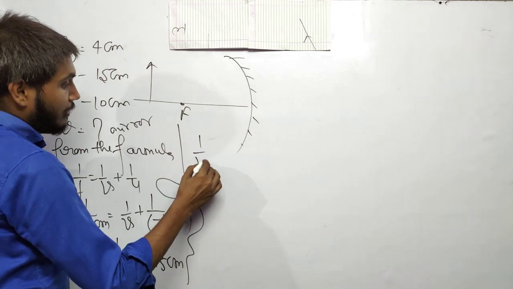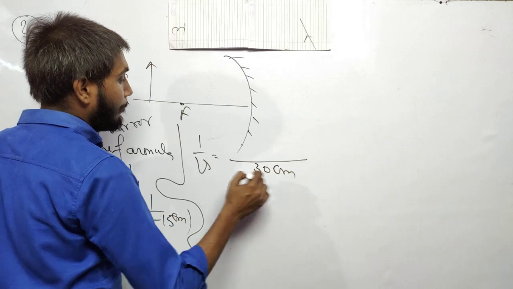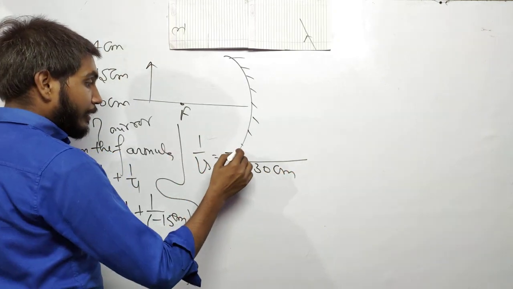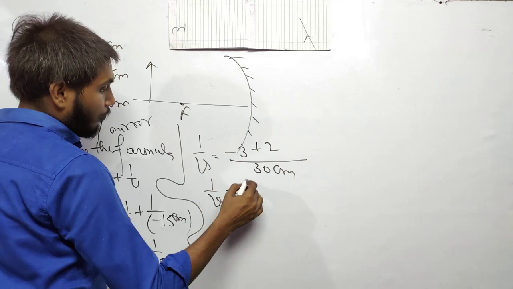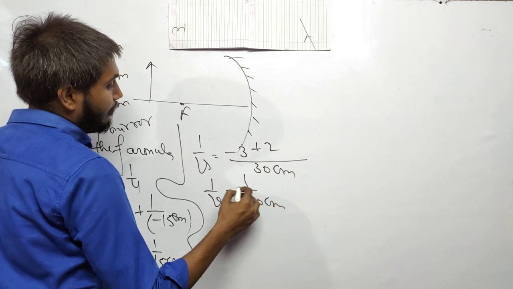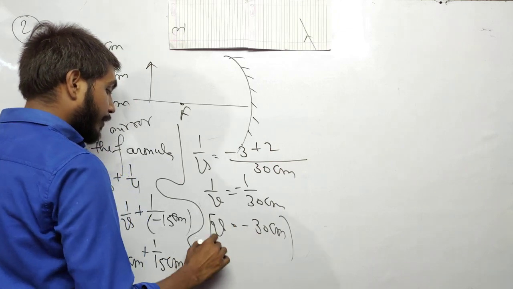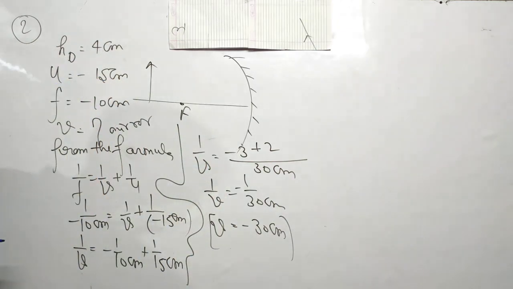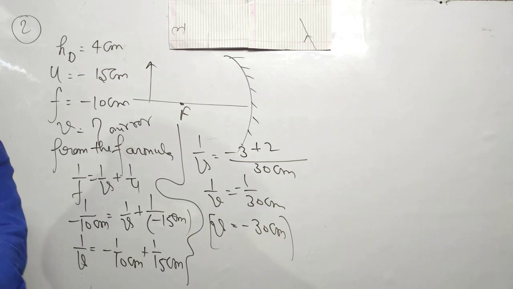So 1/v is equal to minus 1/10 plus 1/15, and the LCM is 30, so 3 minus 2 over 30. V is equal to 30 centimeter, actually minus 30 centimeter. Let's see the answer.